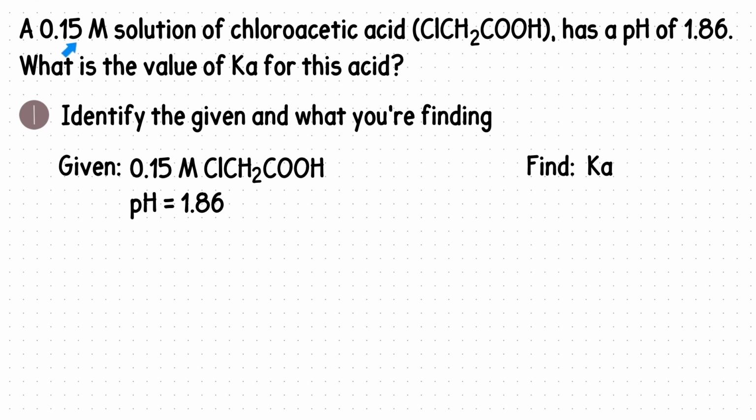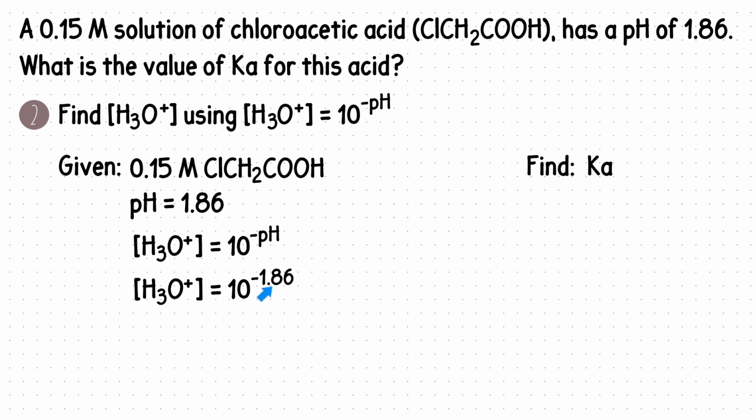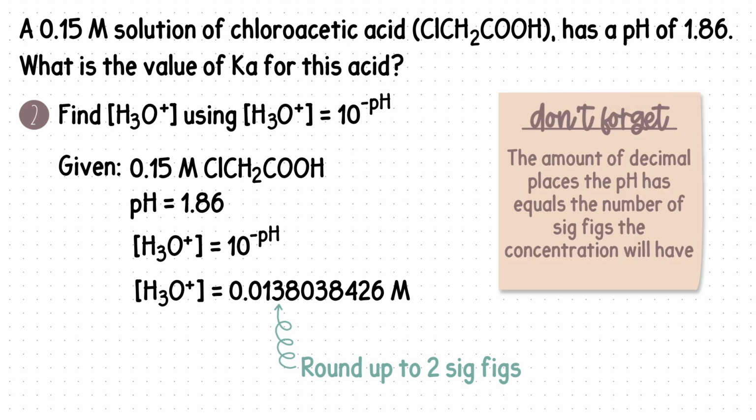We're given the molarity of our acid and the pH. We're finding Ka. Step 2 is to find the hydronium ion's concentration using the given pH and this formula. We'll plug in our pH into our formula to get this decimal. Don't forget about the sig fig rule for pH. The amount of decimal places the pH has equals the number of sig figs the concentration will have. Our pH has 2 decimal places, so our concentration will have 2 sig figs.